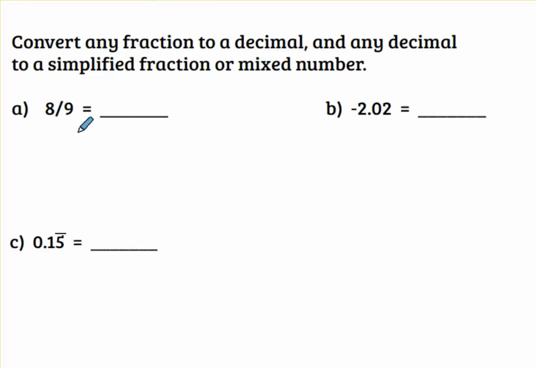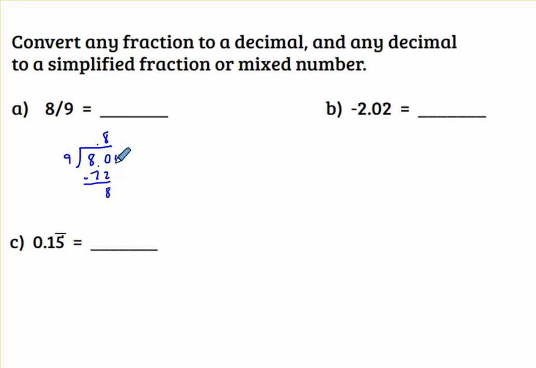Okay, 8/9. In order to change it to a decimal, we would set up our division house. 8 goes inside the house, 9 gets stuck outside. 9 doesn't go into 8, but we can put up a decimal and some zeros. All right, 9 goes into 80 eight times. 8 times 9 is 72, and when I subtract, 80 minus 72 is 8.